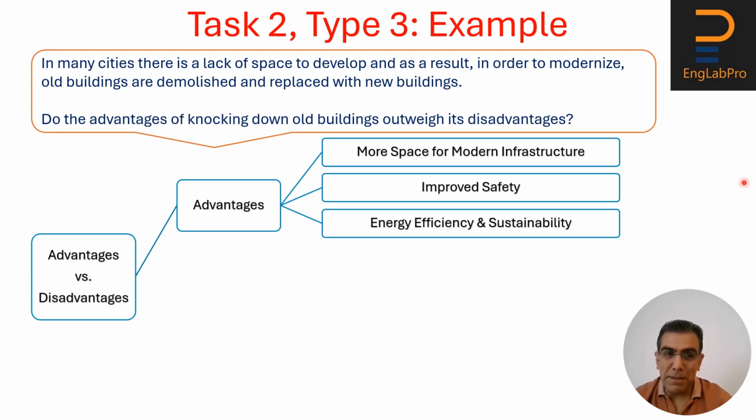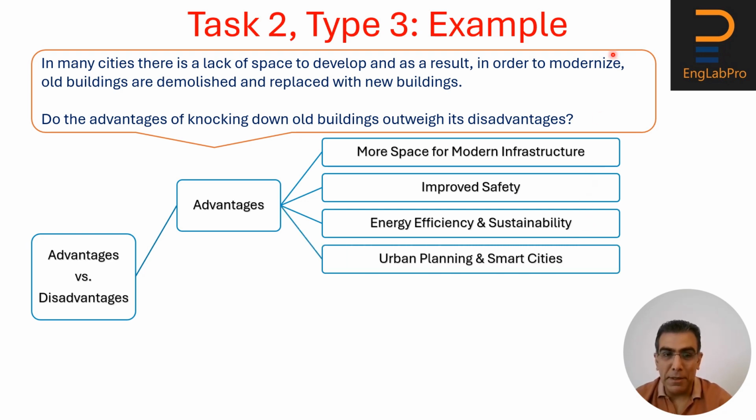Another advantage could be energy efficiency and sustainability. By that, I mean that new buildings can use eco-friendly materials, and as a result, they can save energy, which is better for the environment as well. Next one is urban planning and smart cities. Modern architecture can make a city more attractive to tourists and businesses, definitely.